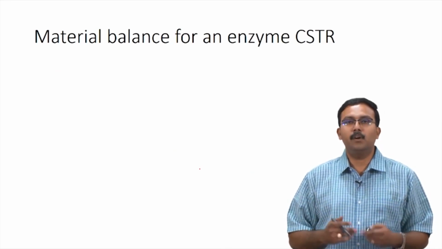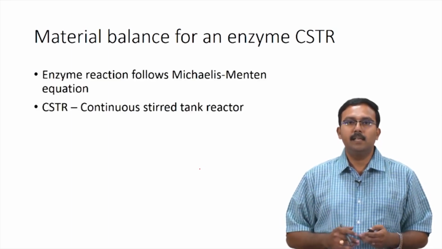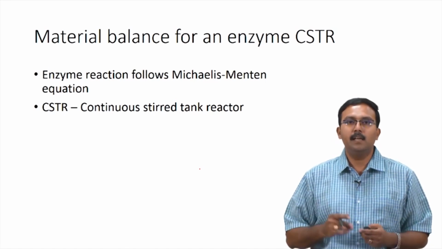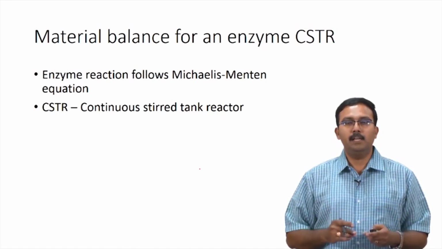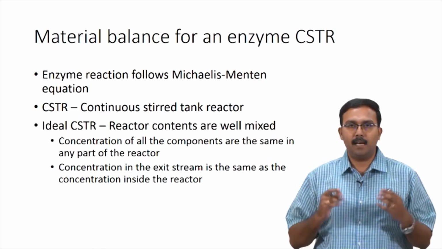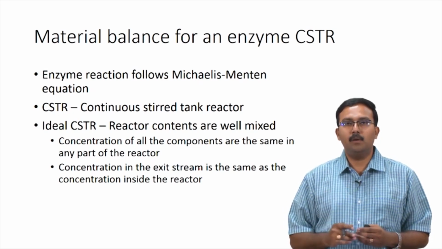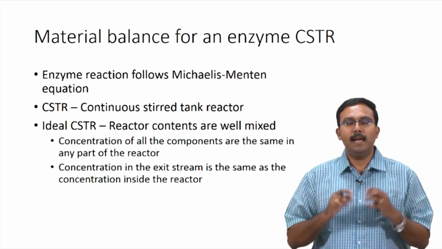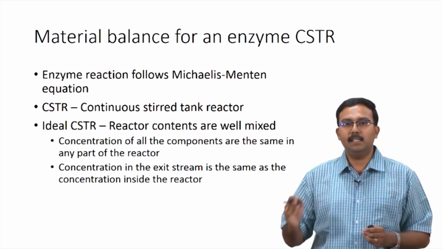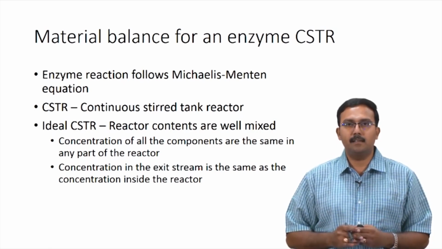So, we will account for a CSTR, which is a continuous stirred tank reactor, in which an enzyme reaction that follows Michaelis-Menten kinetics is happening. We will assume that it is an ideal CSTR, which means the reactant contents are well mixed. This means the concentration of all the components are the same in any part of the reactor. This would mean that the concentration in the exit stream is the same as the concentration inside the reactor.